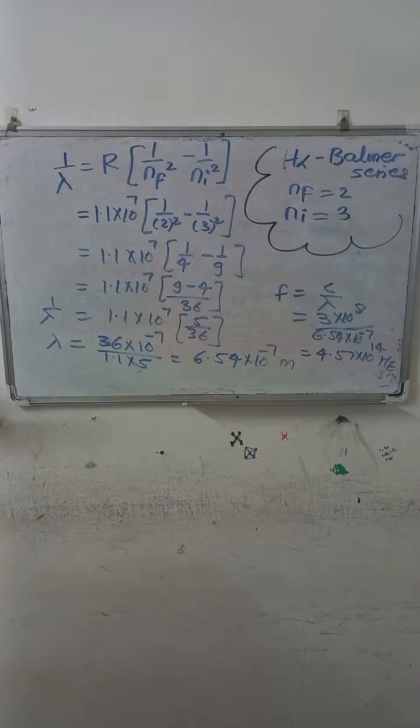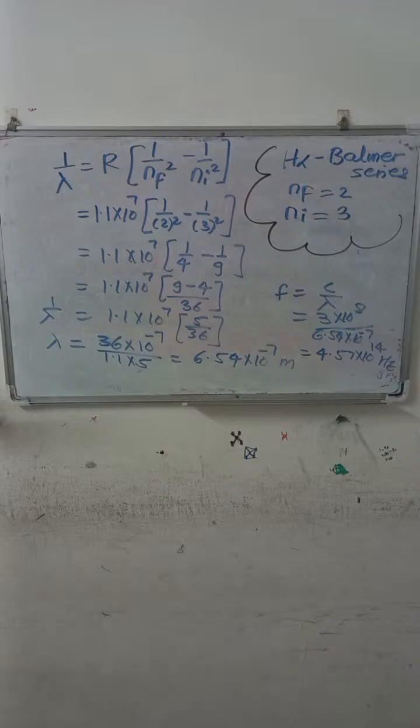So write down the next question. The radius of the nth orbit in Bohr's model of hydrogen atom is proportional to: first option, n square; second option, 1 upon n square; C, n only; and last option, 1 upon n.